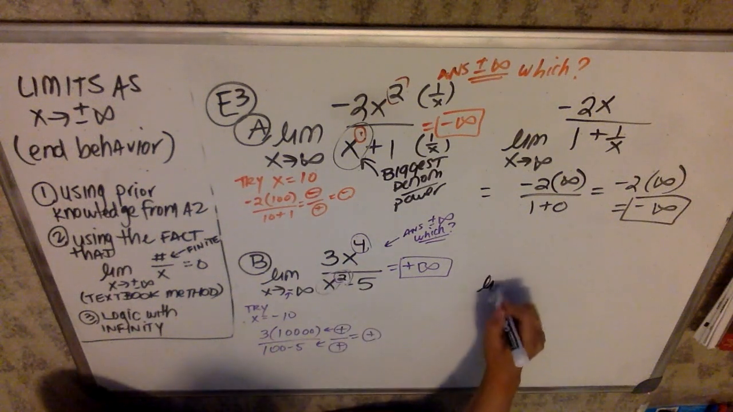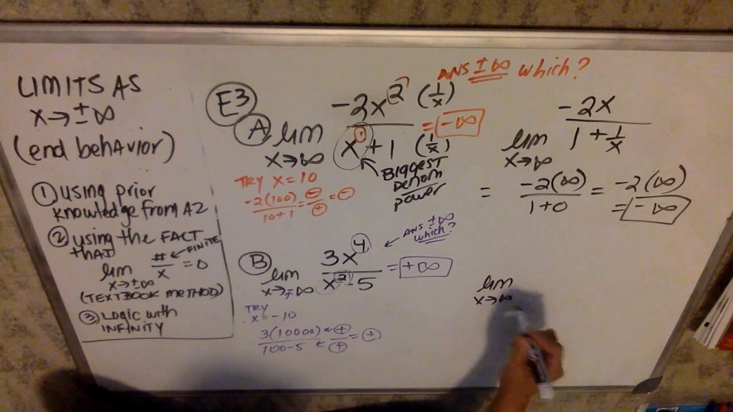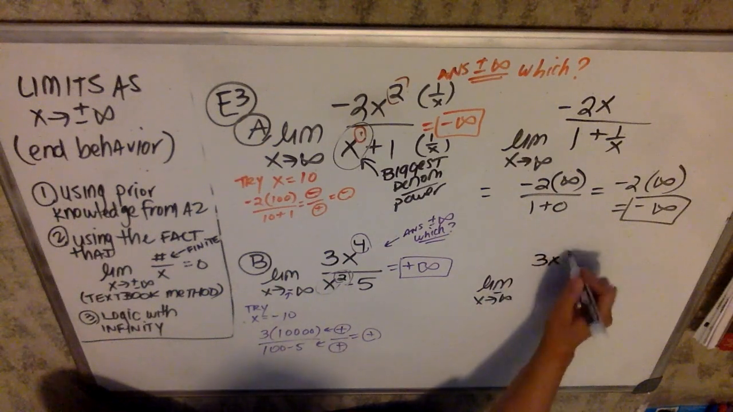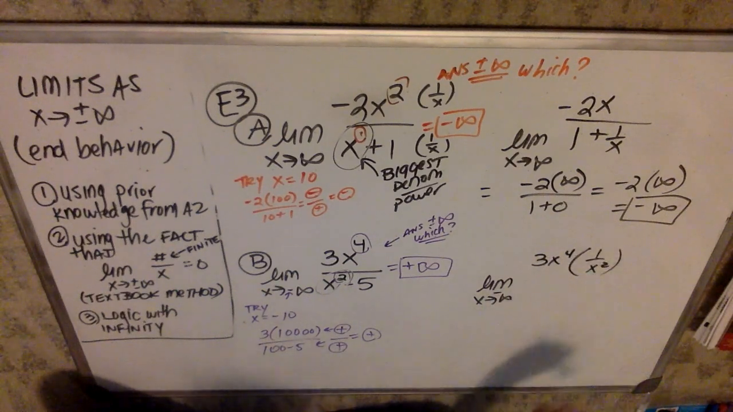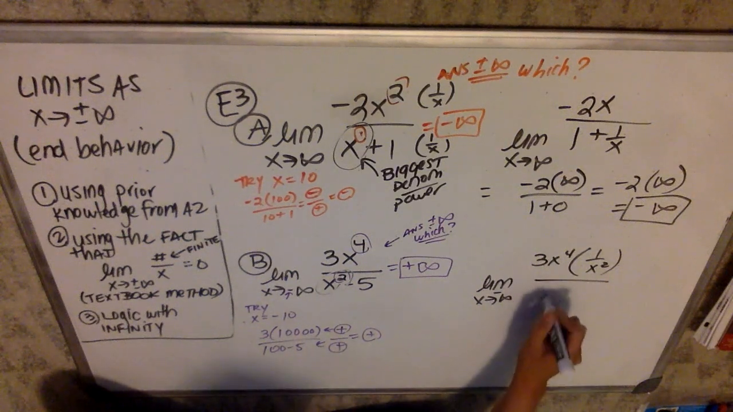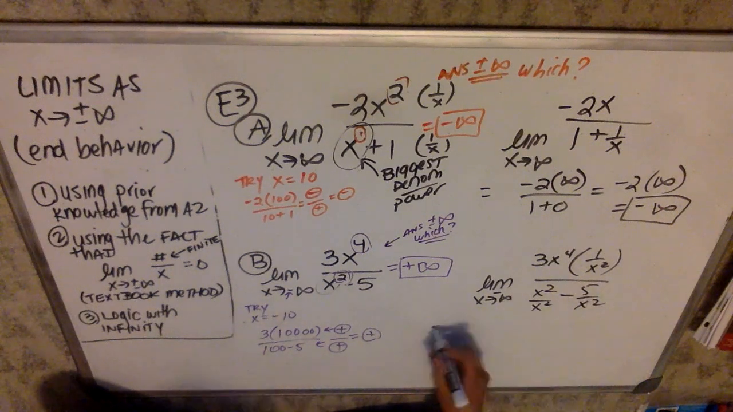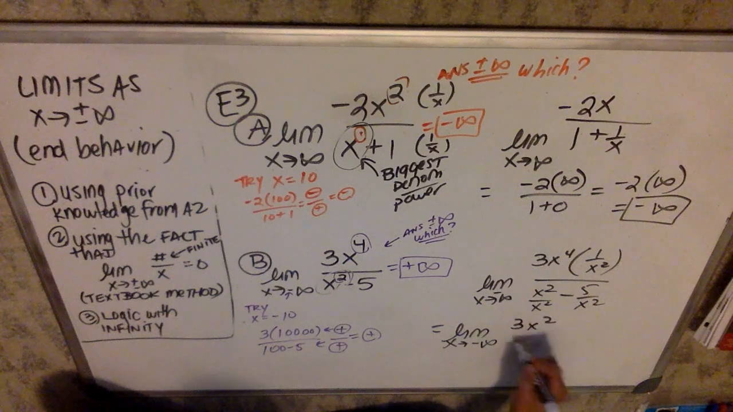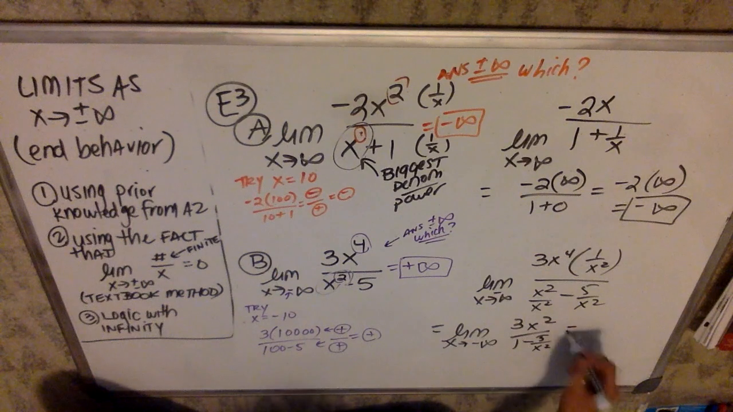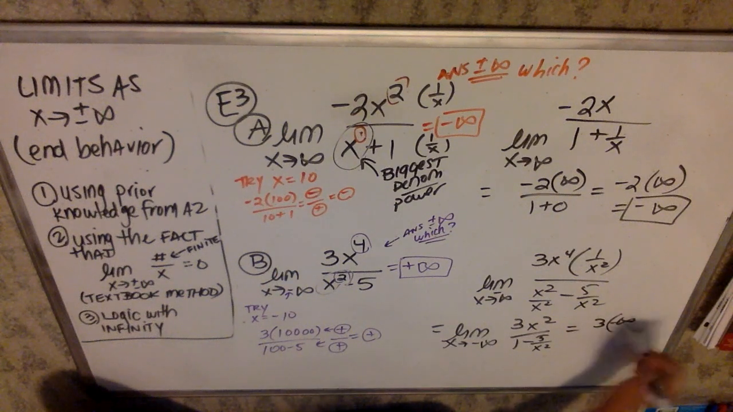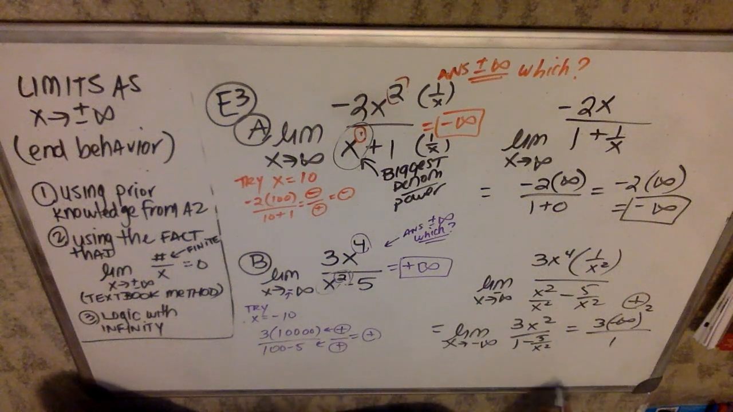If I chose to do that, I'd pick the limit as x approaches negative infinity. I would do this 3x to the 4th times that largest denominator power, which is an x squared, so 1 over x squared. This becomes an x squared over x squared minus a 5 over x squared. So what ends up happening is I get that this is the limit as x approaches negative infinity of 3x squared over 1 minus 5 over x squared. When I plug in, that's a 3 times a negative infinity squared, which is totally going to come out positive, over a 1. So I get a positive infinity, right?